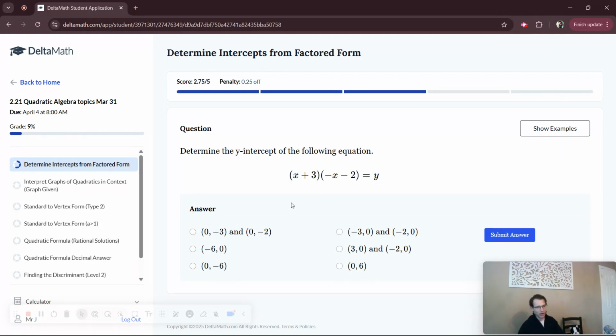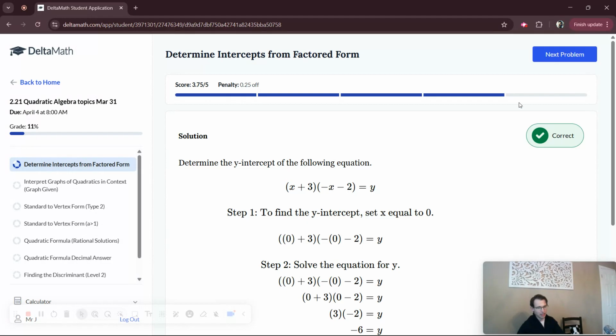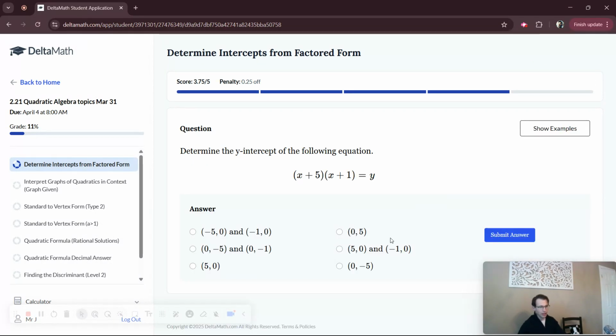Okay, we've been asked for the y-intercept here, so I make x 0. That basically means it's like 3 times minus 2, so that's minus 6. It's that one. Submit the answer. Yay! Next problem. Okay, we got x plus 5 times x plus 1 is y. The y-intercept is going to be at 5 because I set the x's to 0. So it's this one.